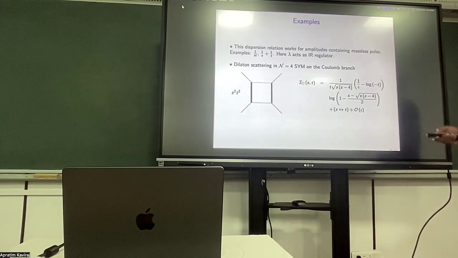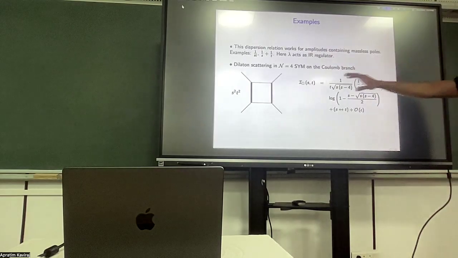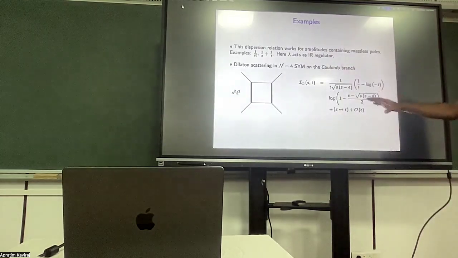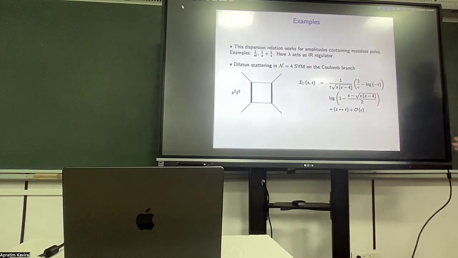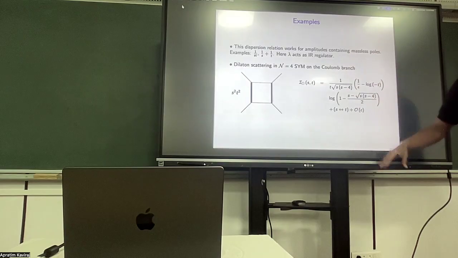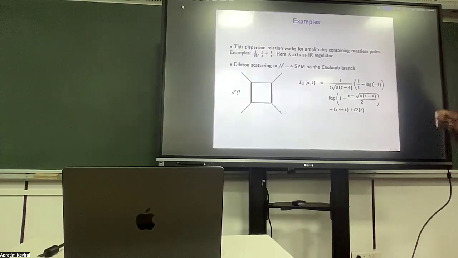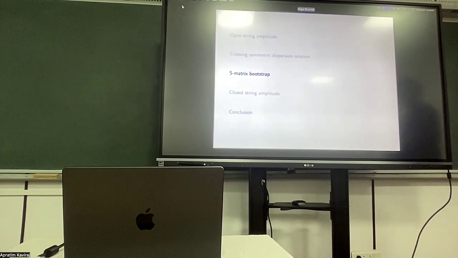So as I mentioned, this can deal with massless poles like this form. And also, so far I have been only talking about tree level amplitudes, but at the loop level there is a very specific example which appears in the N=4 super Yang-Mills theory, the Sitelev amplitude. And that can also be expressed using our dispersion relation.